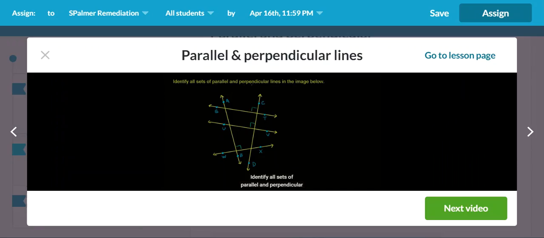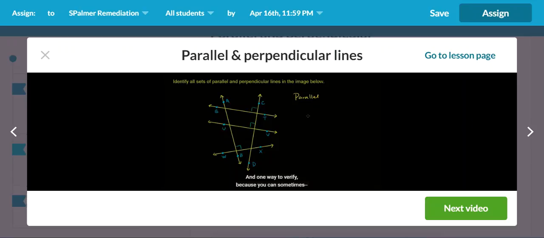Identify all sets of parallel and perpendicular lines in the image below. So let's start with the parallel lines, and just as a reminder, two lines are parallel if they're in the same plane, and all of these lines are clearly in the same plane. They're in the plane of the screen you're viewing right now, but there are two lines that are in the same plane that never intersect.